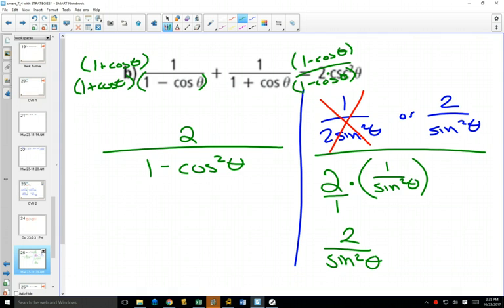So now we've got a single fraction on both sides. They don't match, but the only thing that's not matching is your denominators. What can you change 1 minus cos squared to?